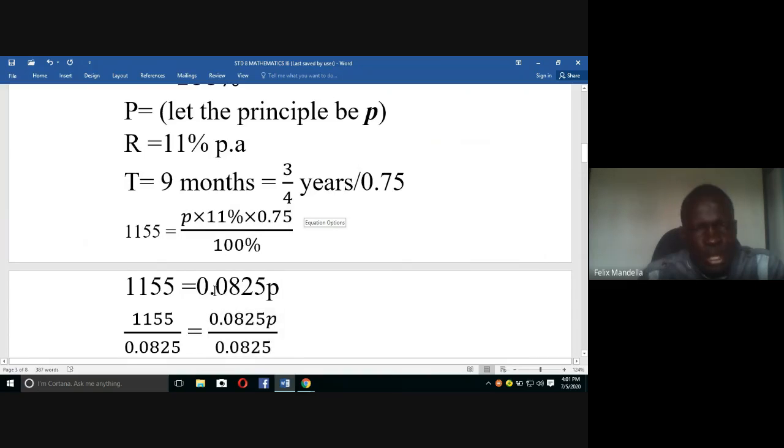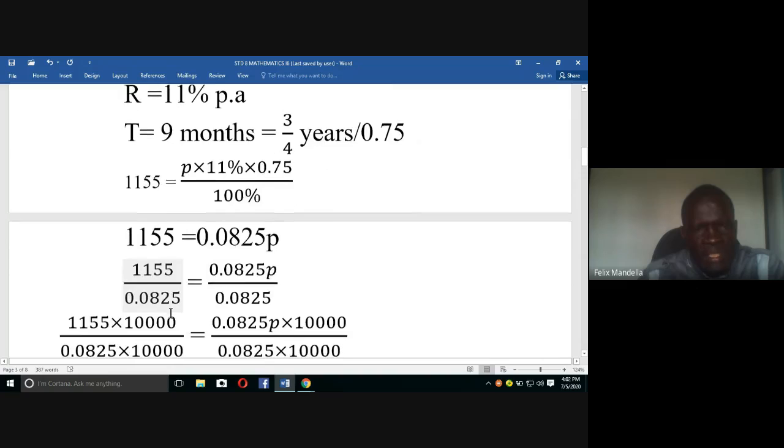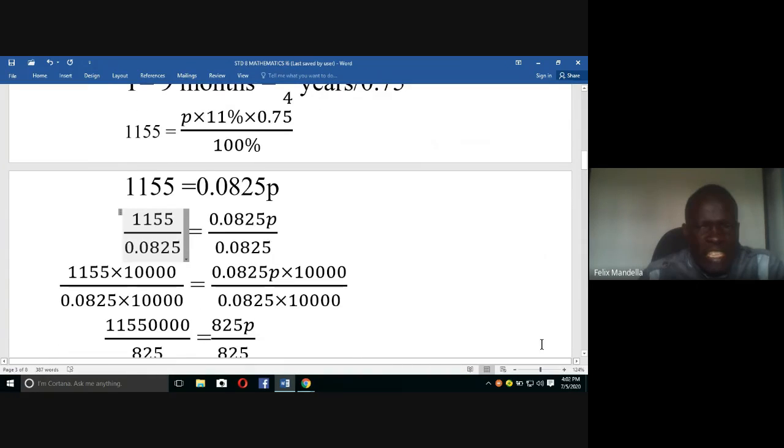You get 0.0825P is equal to 1,155, which is the simple interest. Now, if you want to remain with P, you divide both sides by the value attached to P. The value attached to P here is 0.0825. So we are going to divide both sides by 0.0825. You do that. I know you like removing the decimals, so we will remove the decimals.